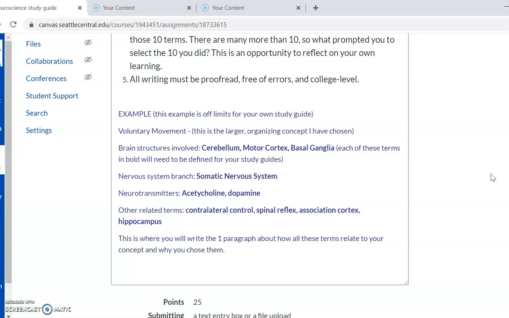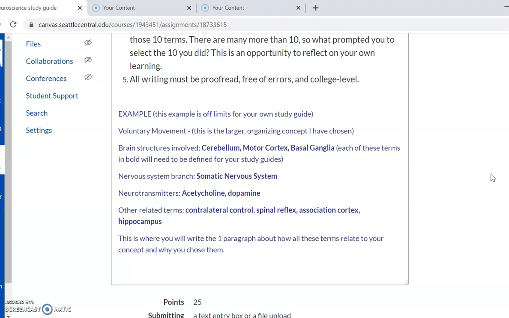So you see my ideas here. I've got, again, brain structures, the nervous system branch, neurotransmitters, and then I had to get maybe a bit creative and figure out, well, what are some other pieces that aren't so obviously related to voluntary movement, but do play a role. So I'm thinking contralateral control. That's a term that I could maybe practice a few times so I really learn it. And you see a few of those other ones there. Okay, so that's how you're working the concept. And again, let's say you don't get all 10 to one concept. You can come up with a second concept that clings together 3, 4, 5 more words.